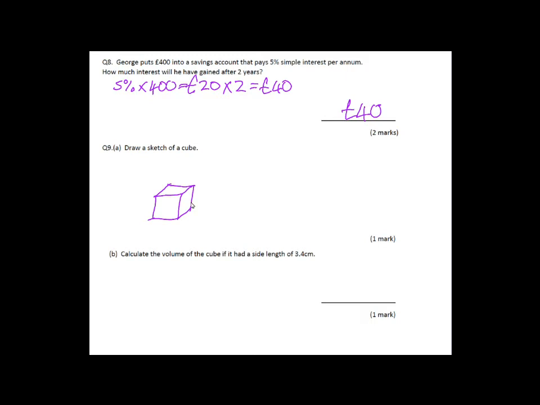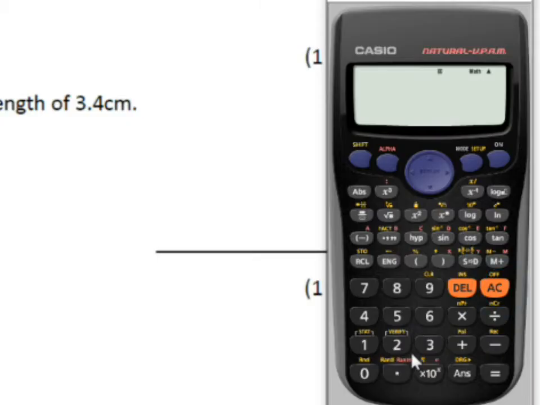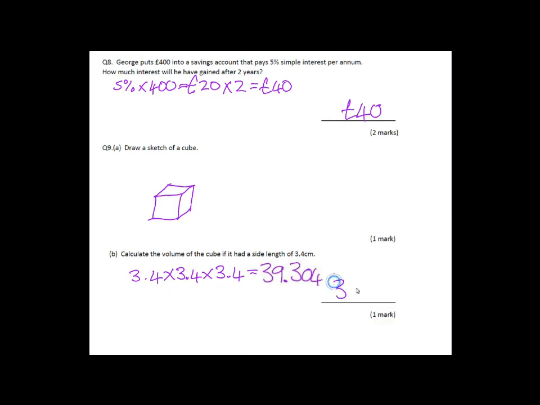For 9b, calculate the volume of a cube if it has a side of length 3.4 centimeters. So we know we have to multiply the 3 dimensions, so 3.4 times 3.4 times 3.4. Don't take any chances, put it in your calculator, and then we get 39.304. Don't forget the units are centimeters, and because it's volume, it's cubed. And that's worth 1 mark.